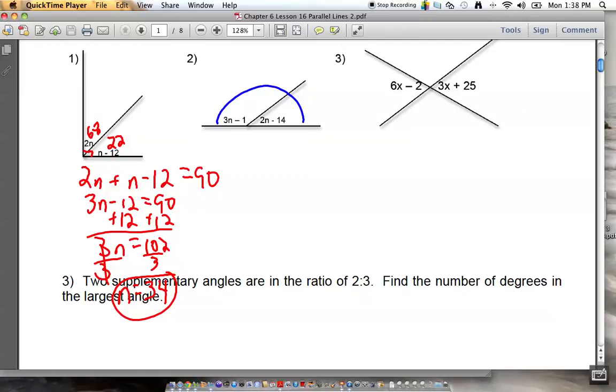These two make a straight line. If they make a straight line, what do they add up to? 90. No, 90 was an L or a T. 180. That's what I said. I thought you said 90. I said 180. I'm sorry.